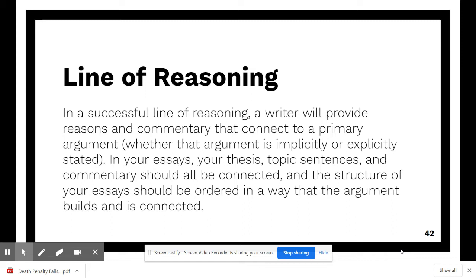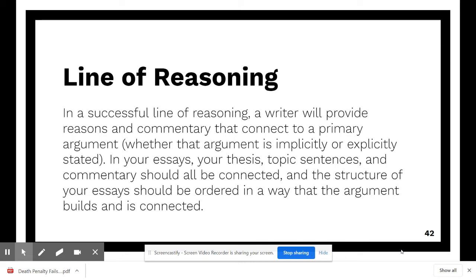If I got to the end of what I was reading, I should understand the point that the writer is trying to argue. In your essays, your thesis, topic sentences, and commentary should all be connected, and the structure of your essay should be ordered in a way that the argument builds and is connected. I think we talked about this earlier in the year, but you shouldn't be able to take a paragraph out of your essay and move it to a different location and have it still make sense. Your argument should be building on itself, and every idea or sentence should be dependent on the one that came before it.